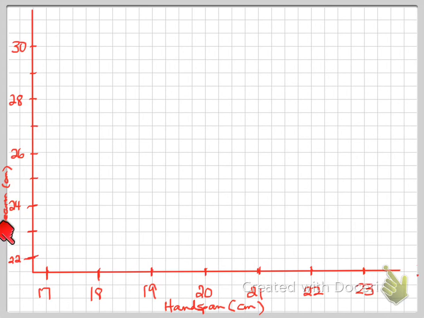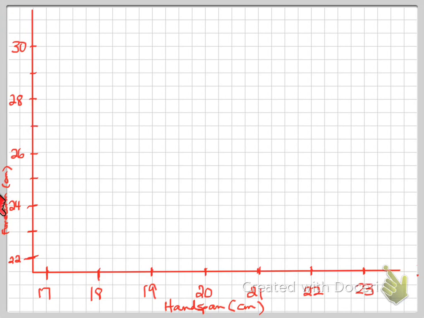Then we're going to go up by ones. Every 2 blocks is 1. So 23, 24, 25, 26, 27, 28, 29, and 30. It doesn't mean we have data at all of these points. What this means is we have to go by an even scale going up. So we're going by 2s. We could go by 3s. We could go by 4s. We could go by 5s. We could even go by hundreds if we need to.